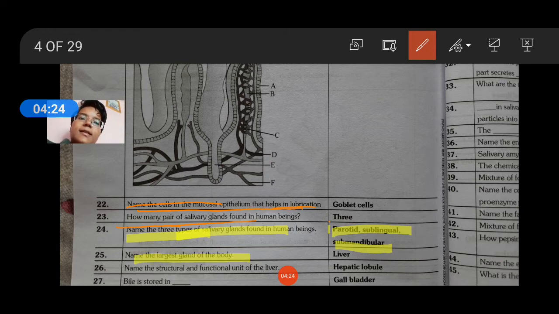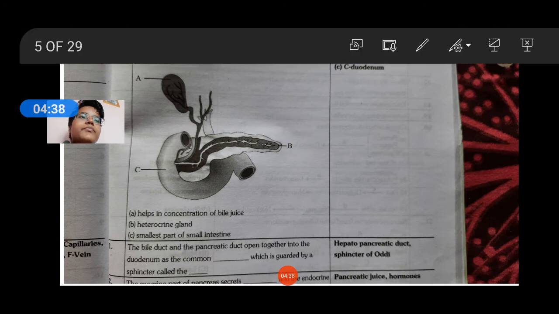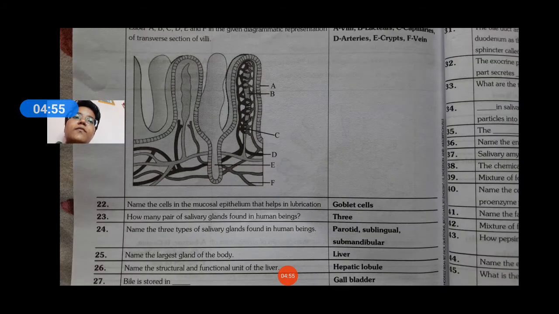Name the largest gland of the body. Liver is the largest gland of our body. Name the structural and functional unit of the liver: hepatic lobules. Bile is stored in the gallbladder. Here A is gallbladder, B is pancreas and C is duodenum. First, A, the gallbladder helps in concentration of the bile juice.